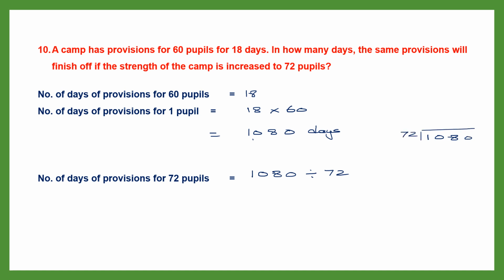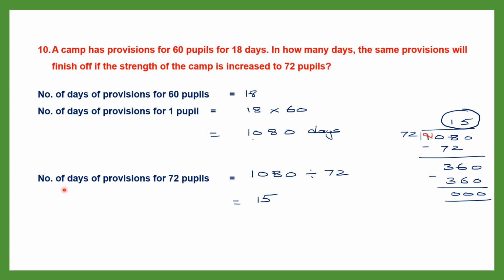Now let's take 108. 72 ones are 72, minus: 8 minus 2 is 6, and here we need to borrow. So this is 0, this is 10. 10 minus 7 is 3, you bring down 0. Now 72 into 5 is 360. So minus, now what is our quotient? Our quotient is 15. And what have we found? We have found the number of days of provisions for 72 pupils. So if you have 72 pupils, the provisions will last only for 15 days. So this is our answer, 15 days.